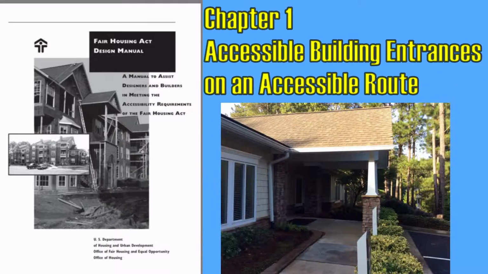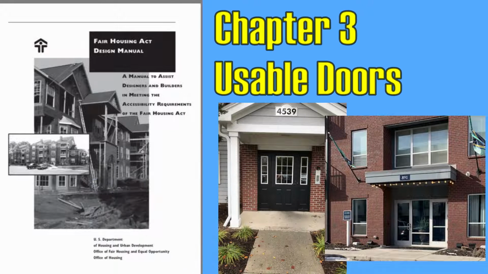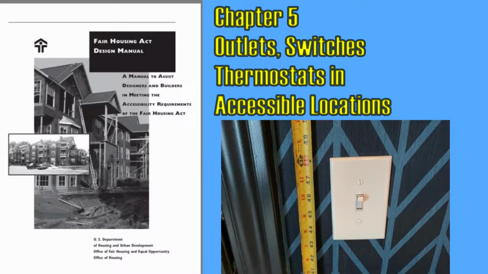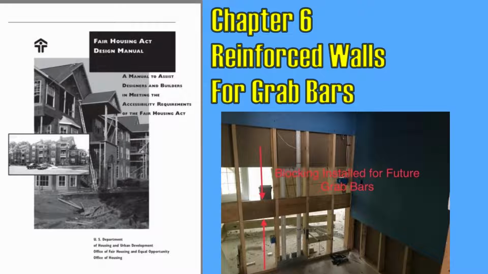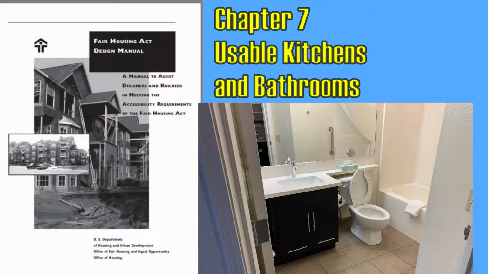1, accessible entrance on an accessible route. 2, accessible and usable public and common use areas. 3, usable doors. 4, accessible route into and through a covered unit. 5, switches, outlets, thermostats, and other environmental controls in accessible locations. Number 6, reinforced walls for grab bars. And number 7, usable kitchens and bathrooms.